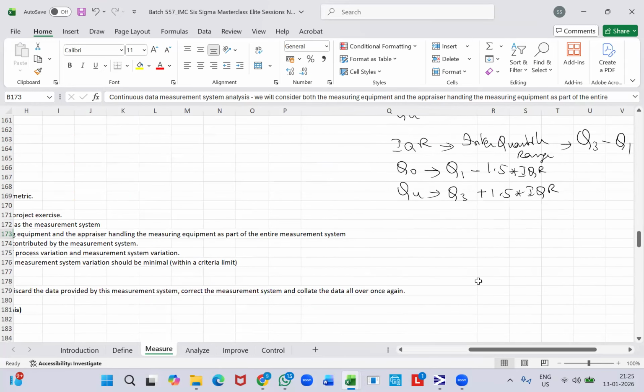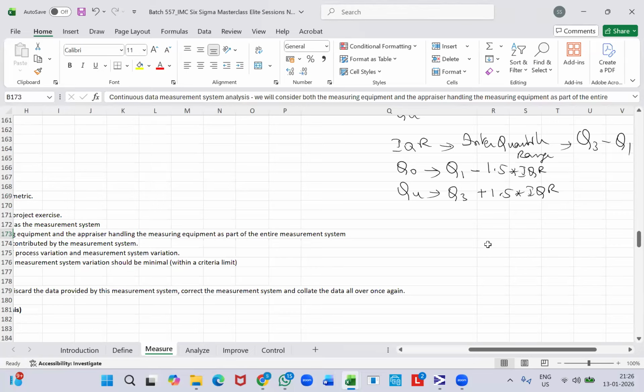Now, how to find out whether the measurement system is working fine or not? Unless and until the measurement system is working fine, we cannot proceed further with the data provided by that measurement system. If the measurement system happens to be not working fine, then we need to discard the entire data provided by that measurement system, correct the measurement system and collate the data all over once again. But how are we to find whether the measurement system is working fine or not? For that, we need to look at the variation contributed by the measurement system, right?